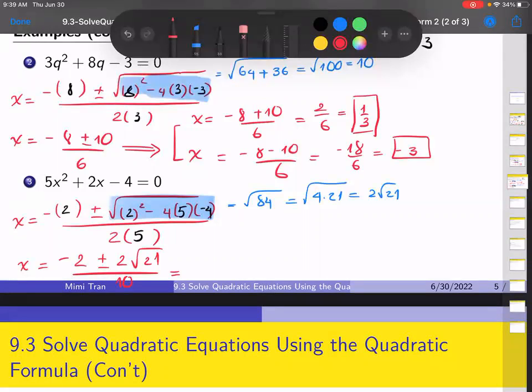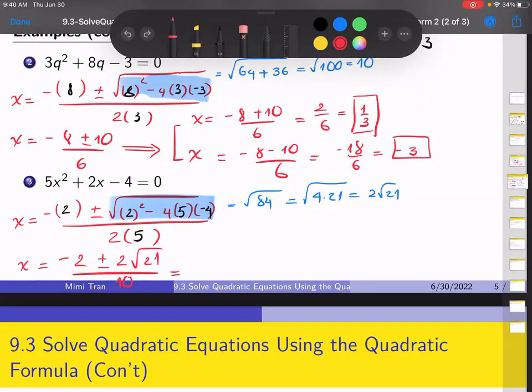Don't do this. Please listen. People would do this, and I keep telling you guys, do not do this. They would cancel the 2 and the 10 here, and they have 1 minus 1 and then 5 in the bottom, which is wrong. Remember what I say, they are married. If they are plus or minus, you cannot do that, right? Only if it's multiplication.